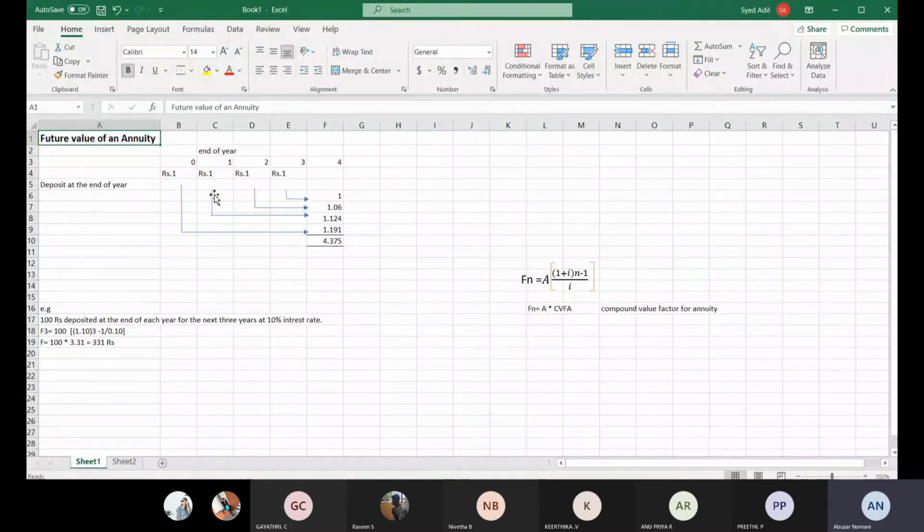For the 1 rupee deposited at the end of the third year, you will receive interest for 1 year only, because only 1 year is left. And for the 1 rupee you deposit at the end of the fourth year, you will not receive any interest, because it has not completed any year. At the end of that year you have just deposited it, so they will not give you any interest for that.